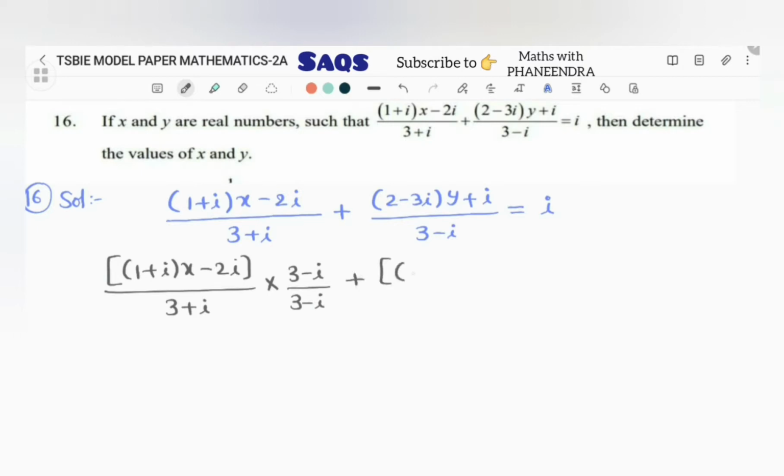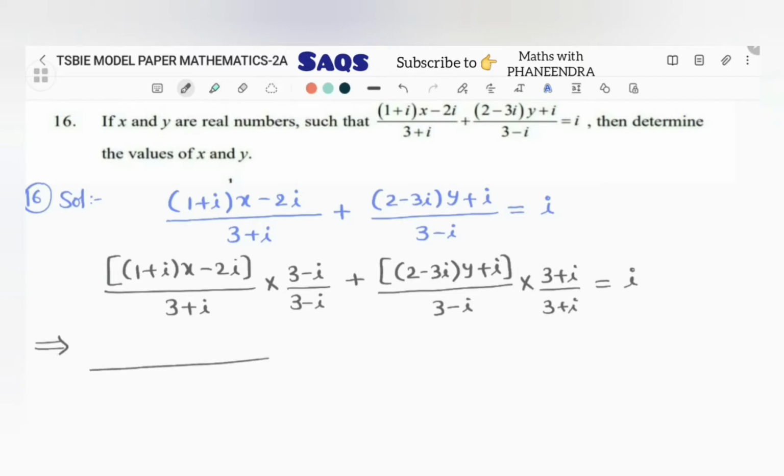plus (2 minus 3i)(y plus i) by (3 minus i), here in the denominator, so multiplying and dividing by 3 plus i, which is equal to i. So that implies that the denominator value is (a plus b)(a minus b), a square minus b square. So it will become 3 square minus i square.